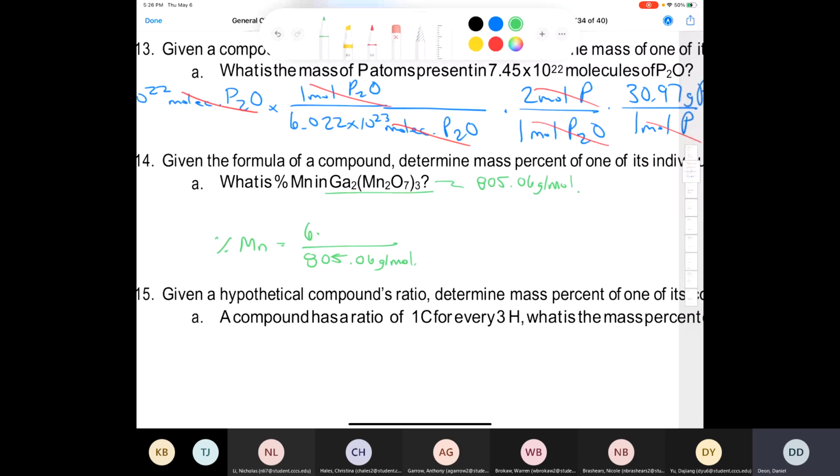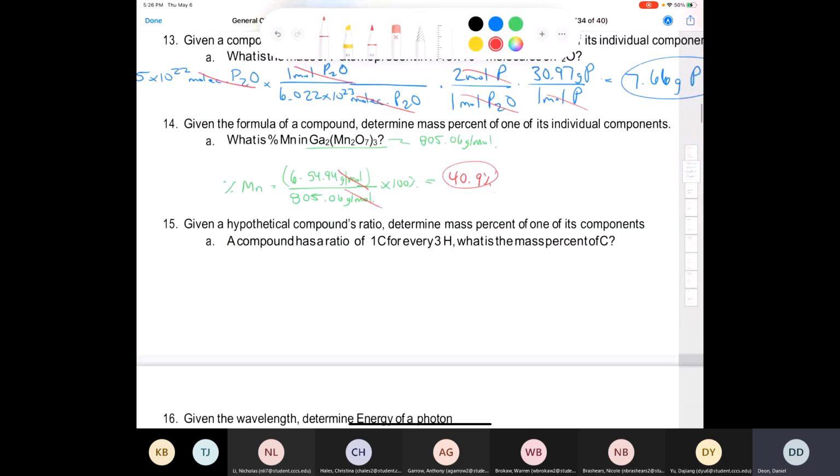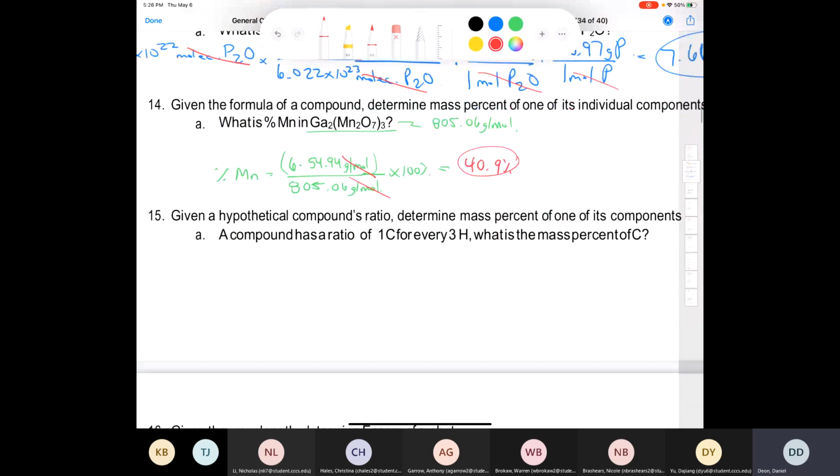So I have 6 times the mass of a manganese. Go over to your periodic table. Manganese is element number 25. It's 54.94 grams per mole. Okay, so I put that in my numerator. I have the entire formula mass in my denominator. Multiply that by 100%. You see that the units of grams per mole cancel. I should end up with percent, which is unitless, unless you count percent as a unit, and you get 40.9% manganese in that compound. All right, let's take a look at another concept here.